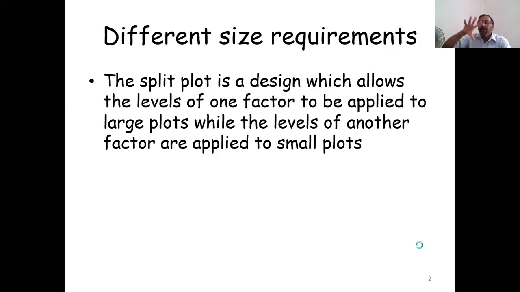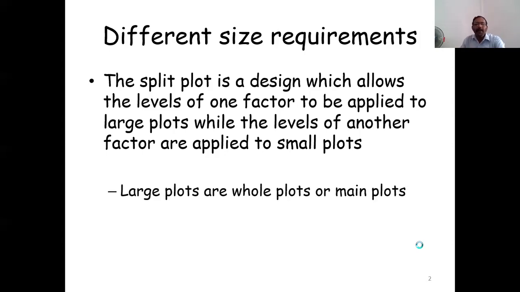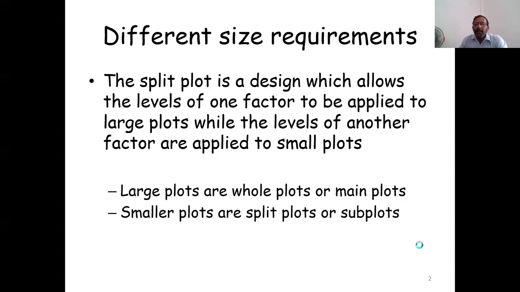So you apply the levels of one factor to the large plots, and the levels of the second factor to the small plots. Large plots are whole plots or main plots, as we call them. Small plots are split plots, or we call them subplots. These are some additional information. Right, now we come to randomization. Let us talk about randomization and replication in split plot.